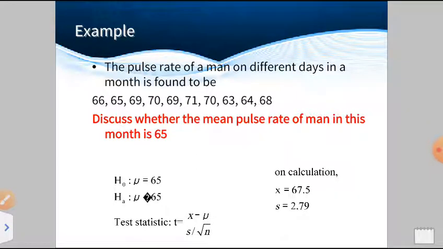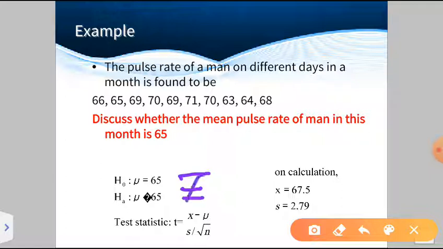Let's take the next example. Here again the data is given to you, because the sample size is small. The data is giving the pulse rate of a man on different days in a month. We have to discuss whether the mean pulse rate is 65. Here we are saying 65, which means either it is 65 or not 65. So the null hypothesis is mu equal to 65 and the alternative is mu not equal to 65. This is about H naught and HA.